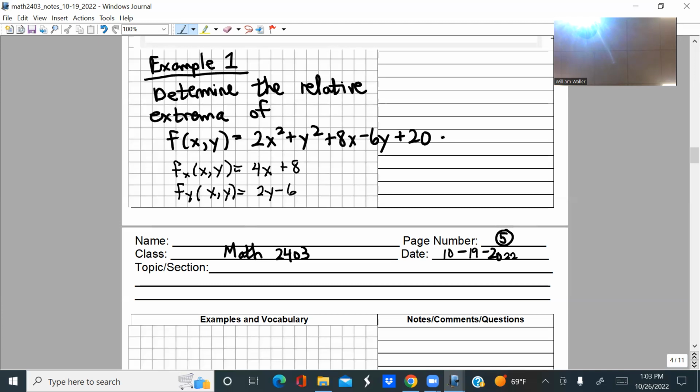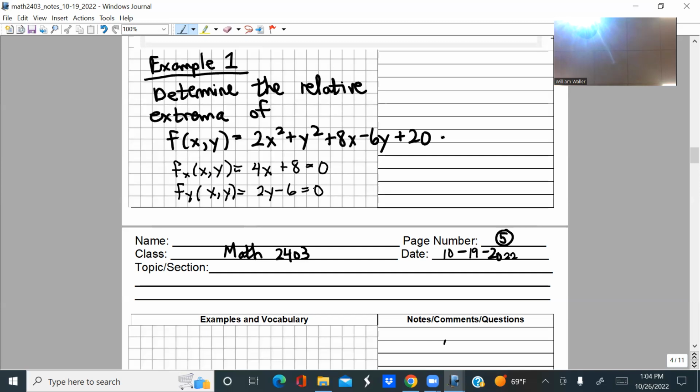Oh, so we have these very simple partial derivatives. How nice, all right? And we're looking for where both of those are what? 0 or undefined. Unfortunately, for x plus 8, that very simple formula, the domain is all x values, because that's just a very simple form, right? And for 2y minus 6, the domain is all y values because that's just a very simple formula. So we don't have to worry about the partial derivatives being undefined, but we do want them to be 0. That's our only other option.